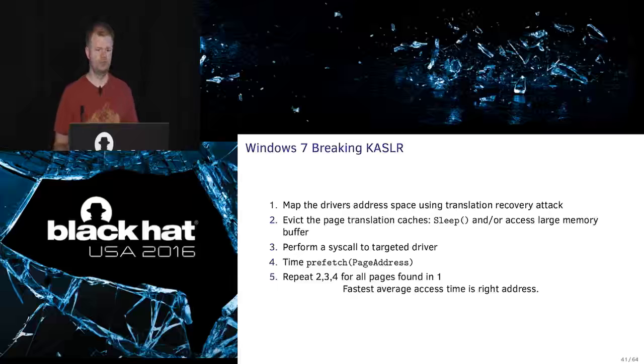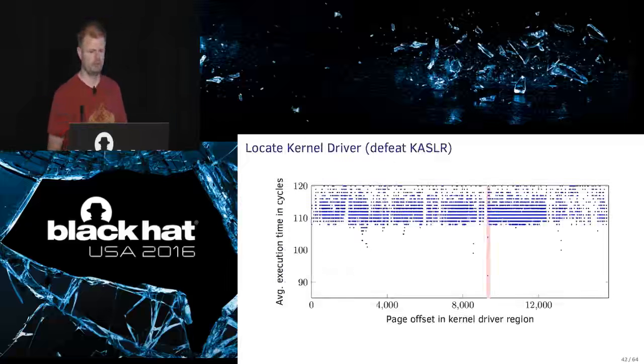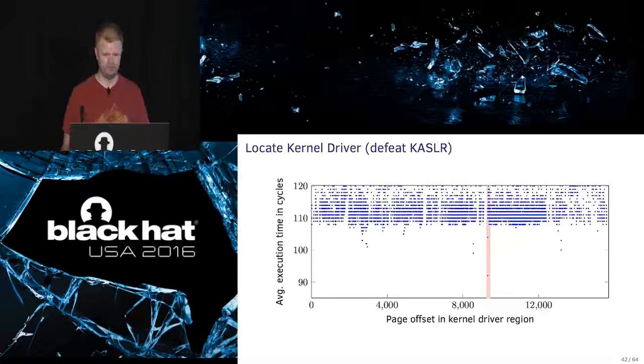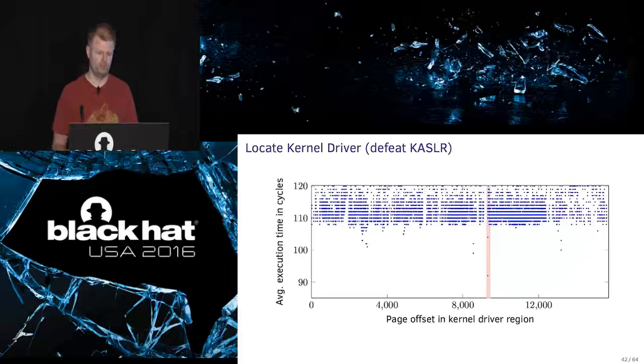There's a bit of noise in here, so we actually repeat these 5 steps 100 times to get an average. And when we look at that graphically, it looks something like this. You'll notice here that the red bar is the address that we were looking for in a driver, and the very small blue dot below signifies that this is the smallest average here. And in this way, we can locate a driver in virtual memory from unprivileged access using just the prefetch instruction.